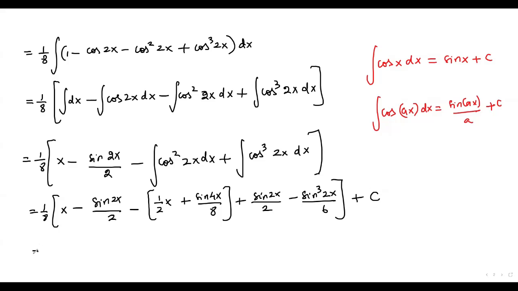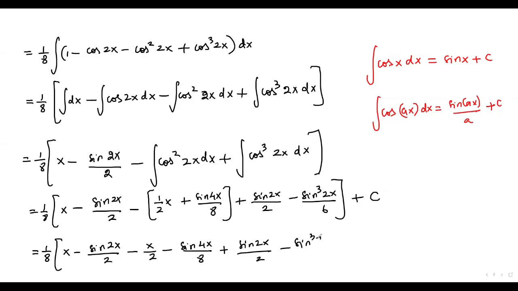Okay, now let's do further simplification of this one. 1 over 8, here we have x negative sine 2x over 2. Now we can distribute this negative sign to this and this. When you distribute this negative sign to this one, negative 1 over 2 times x, or it can also be written as x over 2. When you distribute this negative sign to this 1, negative times positive will become negative sine 4x over 8 positive sine 2x over 2 negative sine cube 2x over 6 positive c. Here we can cancel this negative sine 2x over 2 and positive sine 2x over 2.